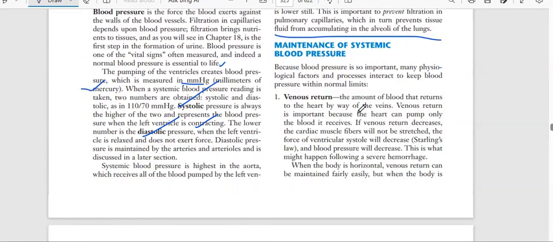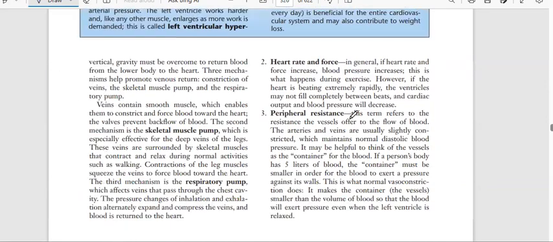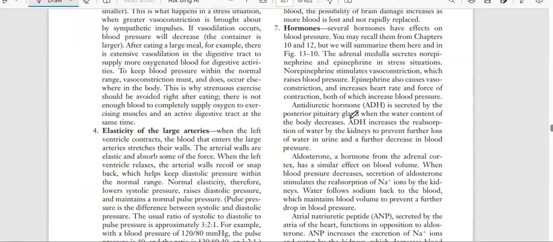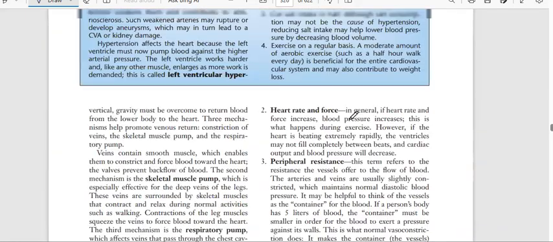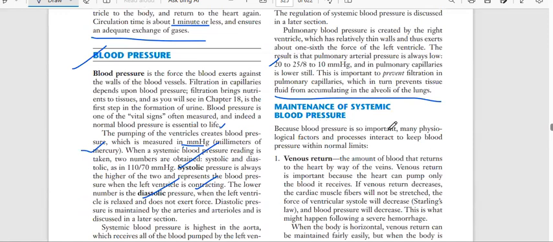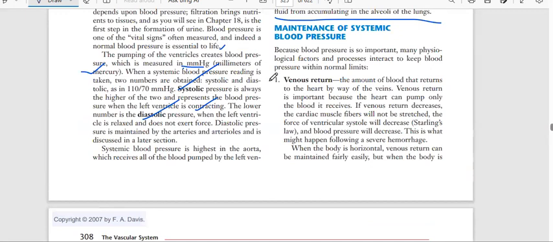Maintenance of systemic blood pressure. So all over the body, how is the blood pressure maintained? Here we will discuss that. Because blood pressure is so important, many physiological factors and processes interact to keep blood pressure within normal levels. So we need many supporting factors to maintain normal blood pressure. First we have venous return. We know that from all over the body the blood comes through the superior vena cava and inferior vena cava, these two large veins.